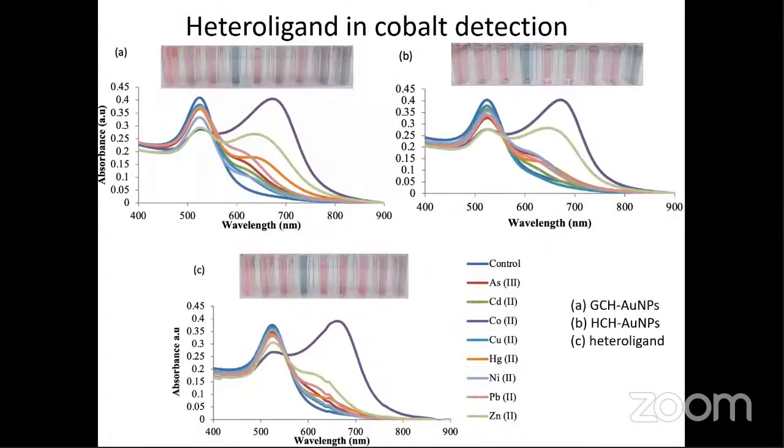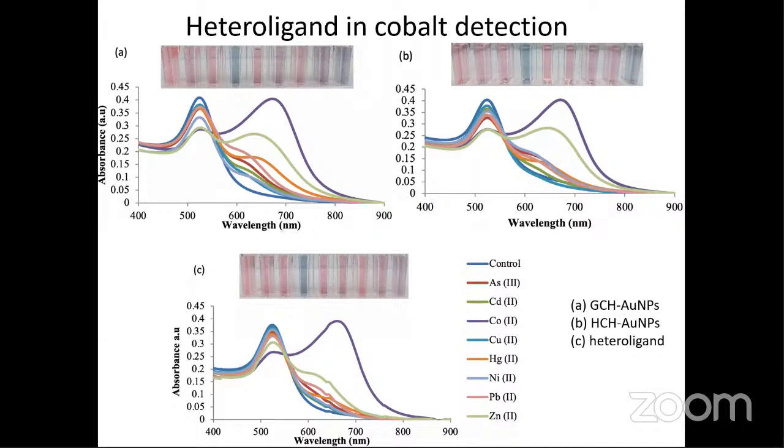We can also use other tripeptides. For example, here in A is GCH peptide, and in B is HCH peptide. Both are monoligands. If you can see in the monoligand system, despite cobalt giving the strongest signal, there are also other metal ions that give a signal.